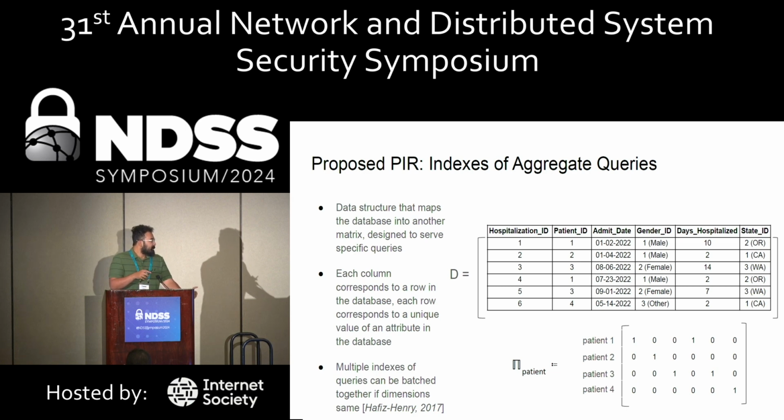Multiple such indexes of queries, which are of the same dimensions, can be batched together using a process called polynomial batch coding, which entails constructing polynomials at every index of the indexes of queries using the points at the same indices across all the matrices.